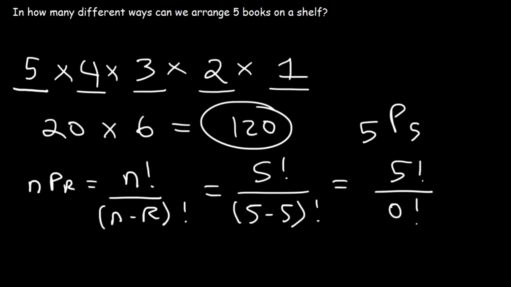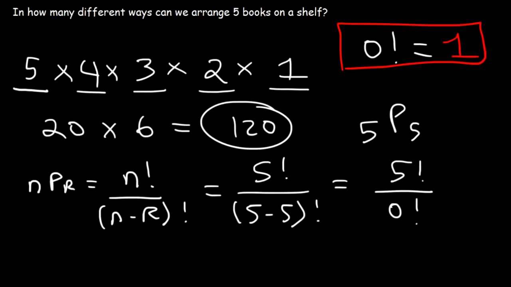Now this is not undefined. 0 factorial does not equal 0. 0 factorial equals 1. Make sure you know that. That's just something to know. If you're wondering why, that's just the way it is. I don't have an answer for you.